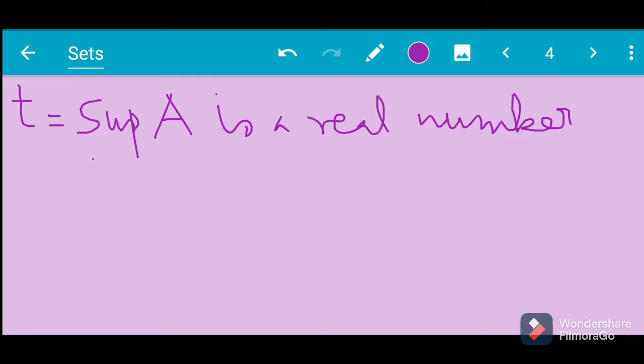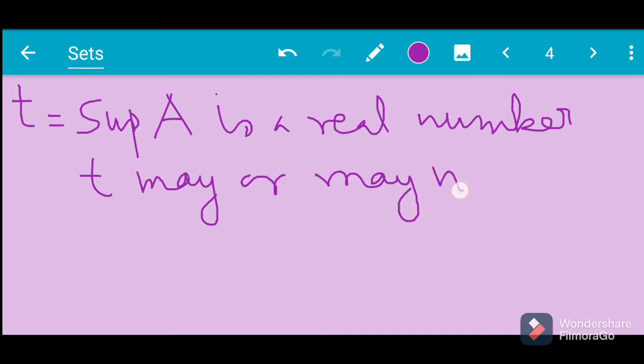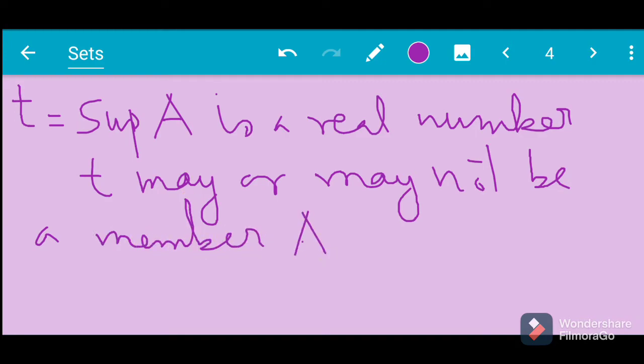t equal to supremum of A is a real number, first thing. Second, t may or may not be a member of capital A. It could be in A, it may not be in A.